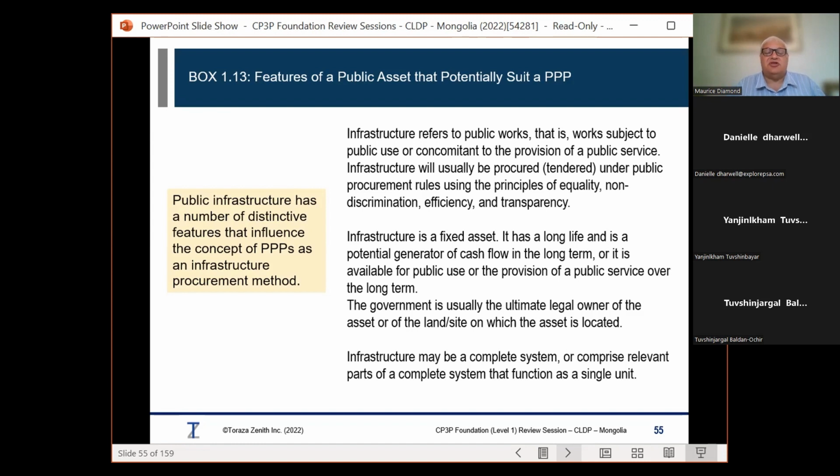There may be questions which would say infrastructure refers to public works, and then it will say, what are these? And the answer would be work subject to public use or concomitant to the provision of a public service. Infrastructure will usually be procured under public procurement rules using the principles of. Infrastructure is a fixed asset, it has a long life, and is a potential generator of cash flow in the long term, or it's available for use or the provision of a public service over the long term.